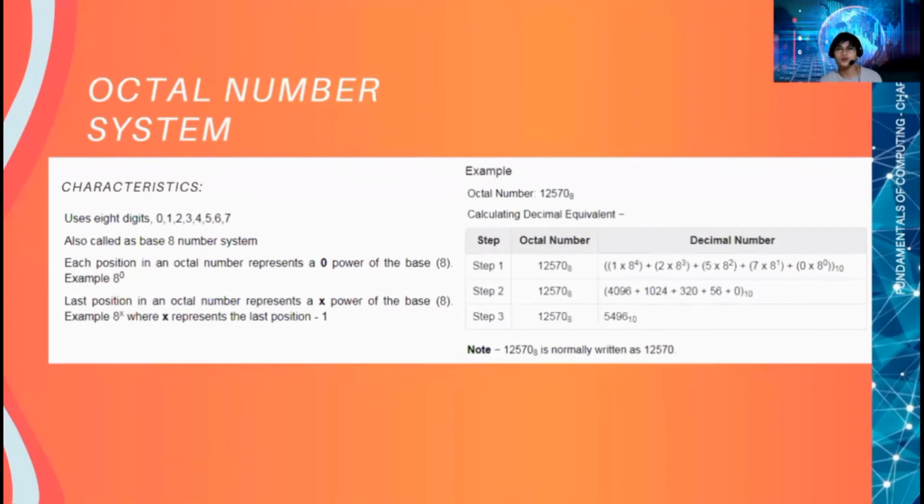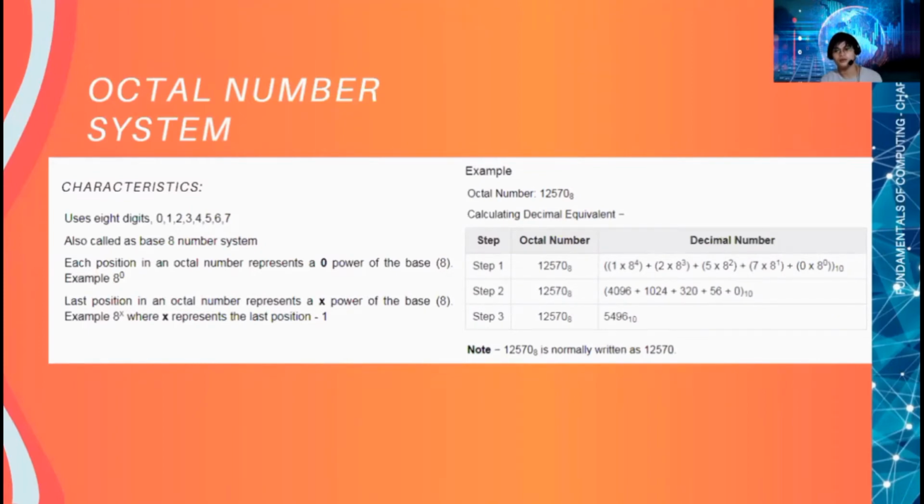Okay, and we also have the octal number system. So again, binary is 1 and 0. The octal number system is base 8, so it uses digits from 0 to 7. Each position in an octal number represents a power of the base 8, starting from the 0 power, and the last position represents the x power of the base.